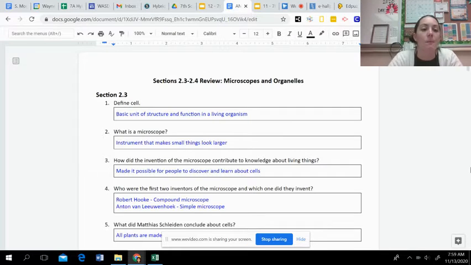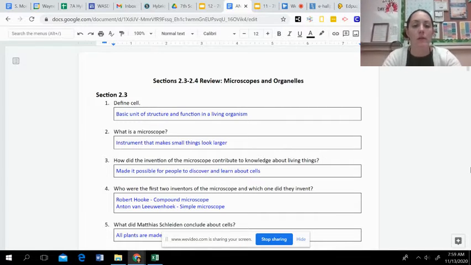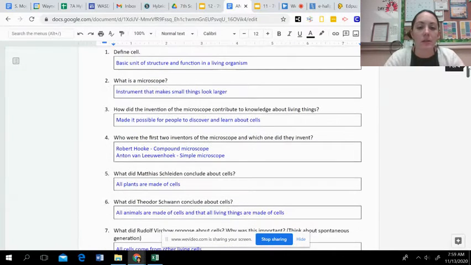That way you have the correct answers and you can study from that and make sure you are successful for our quiz next week. So section 2.3 goes over microscopes and how they are set up, and talking about cells and how they were discovered. We also covered the cell theory as well. So our first question was define cell. Then what is a microscope? How does the invention of the microscope contribute to knowledge about living things? Who were the first two inventors of the microscope and which one did they invent?